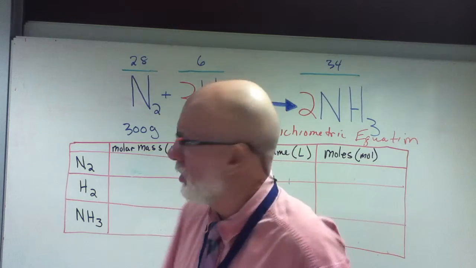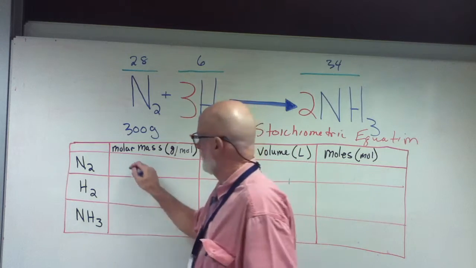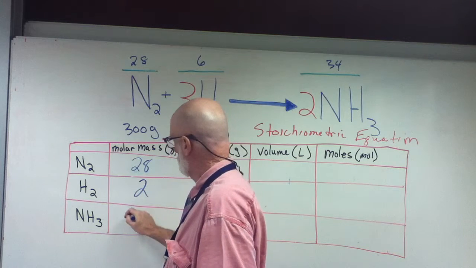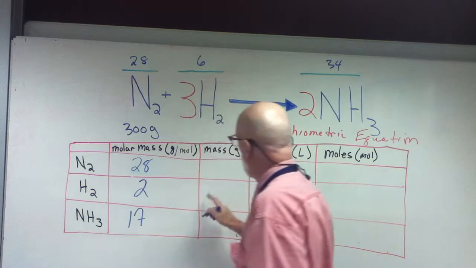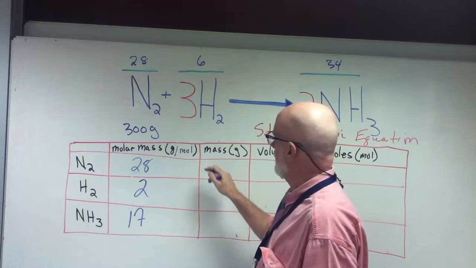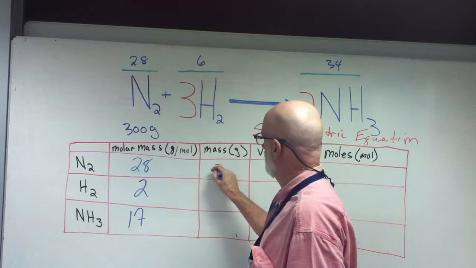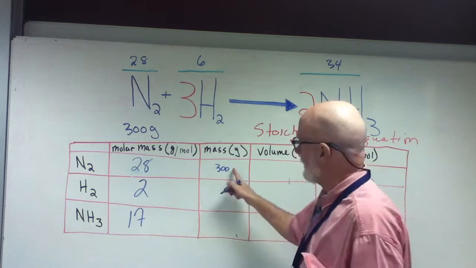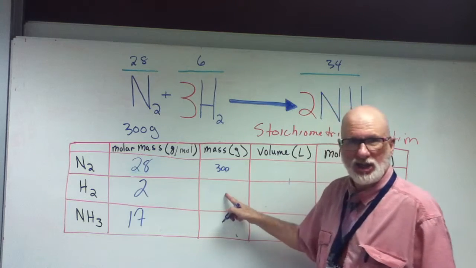Simple, right? What's the molar mass of nitrogen? 28. 28 to 17. Good. What is the mass in grams? This is given, right? So if you have 300 grams of that, how much hydrogen do you need?